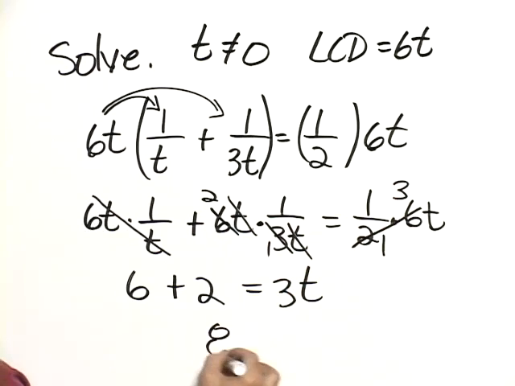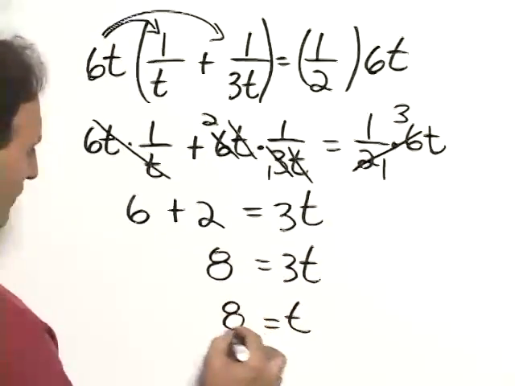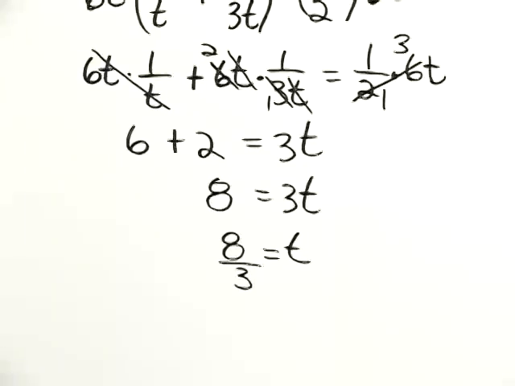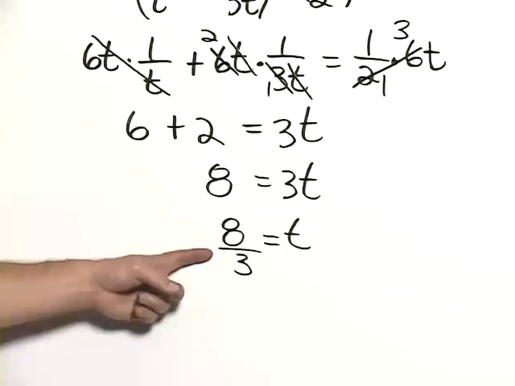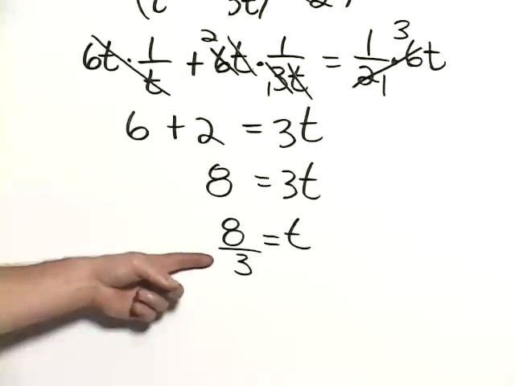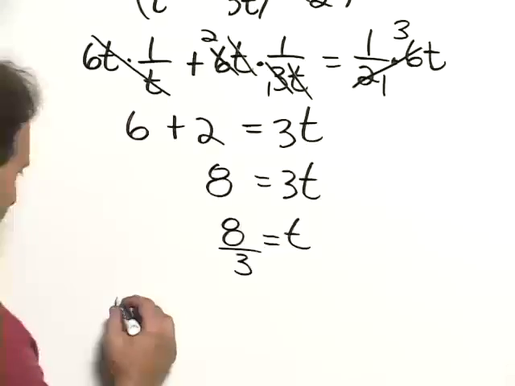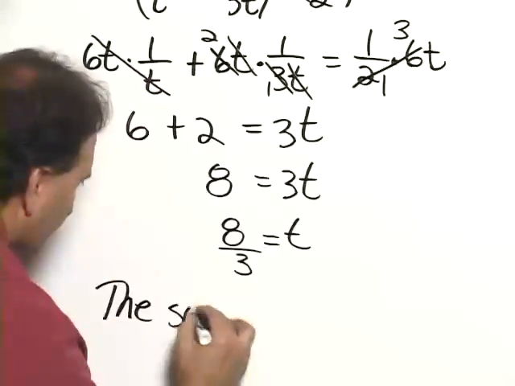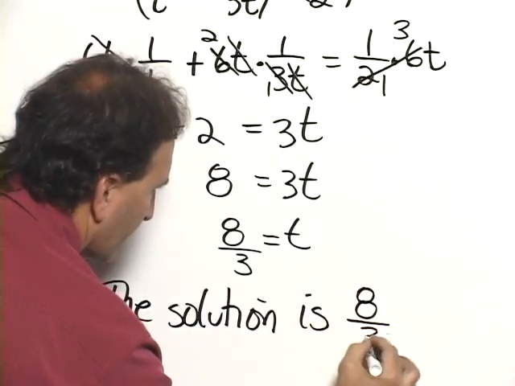6 plus 2 is 8 equals 3t. Dividing both sides by 3, we get t equals 8/3. This is a possible answer because it's not 0, which is the number that it can't be. If you were to check this answer, you would find that in fact it does work. So we write that the solution is 8/3.